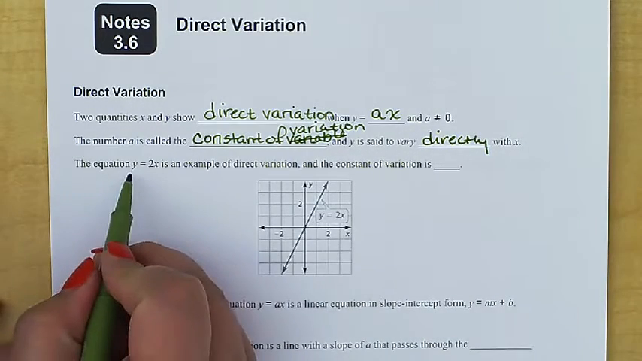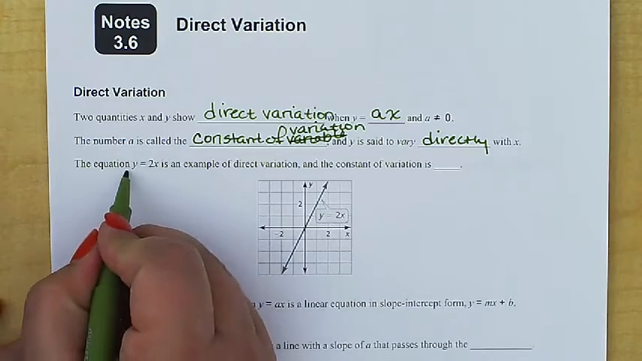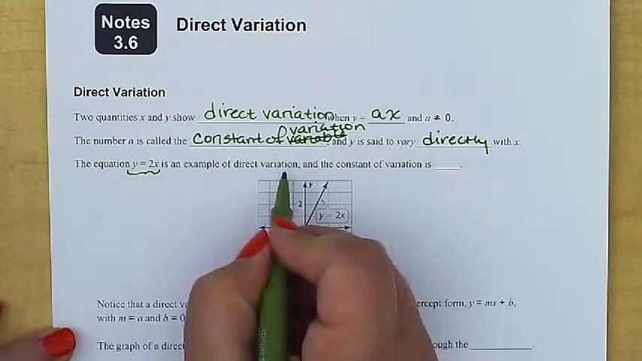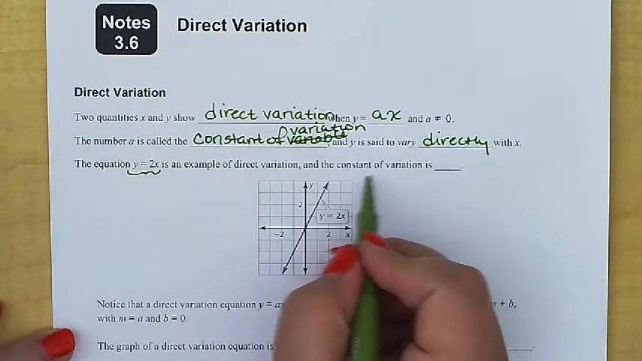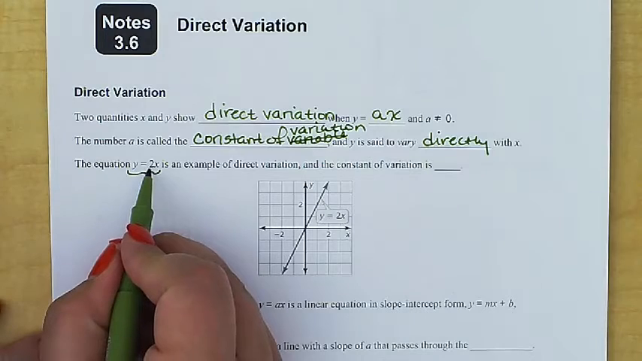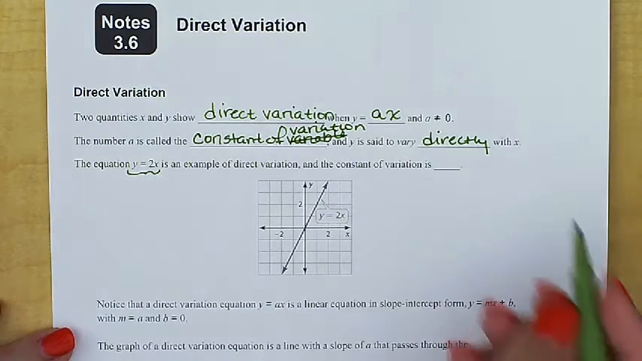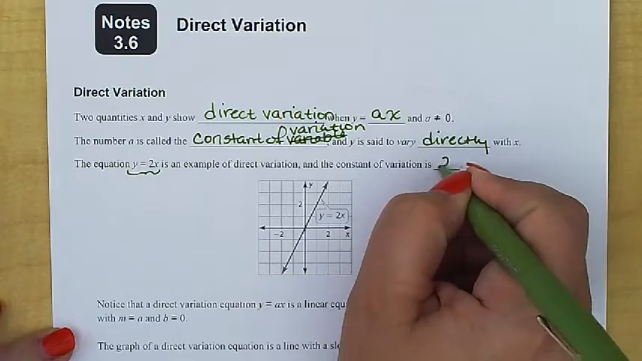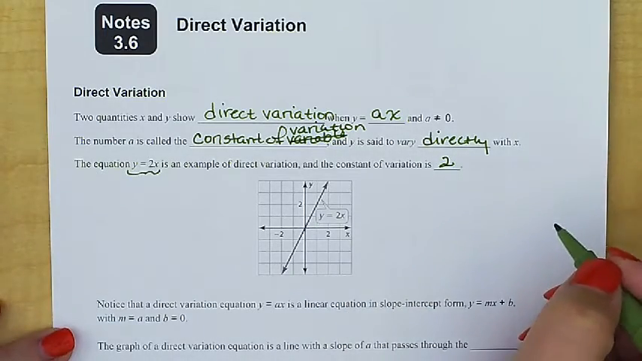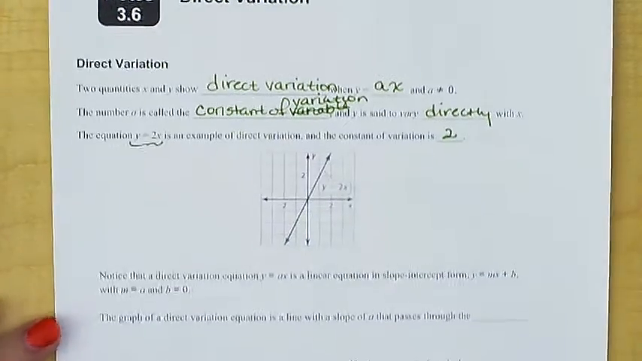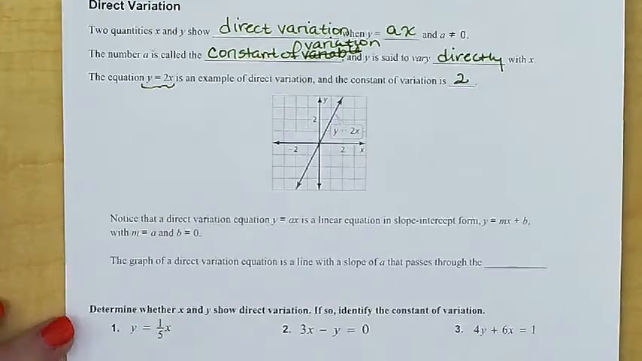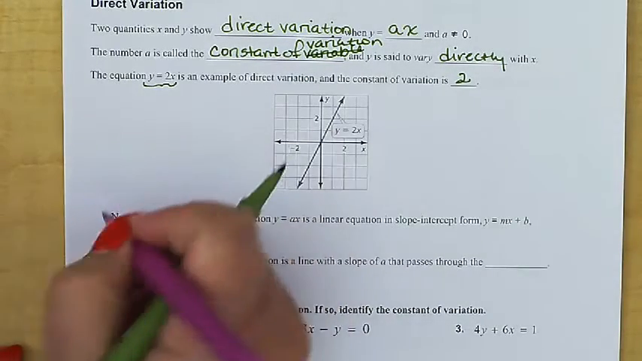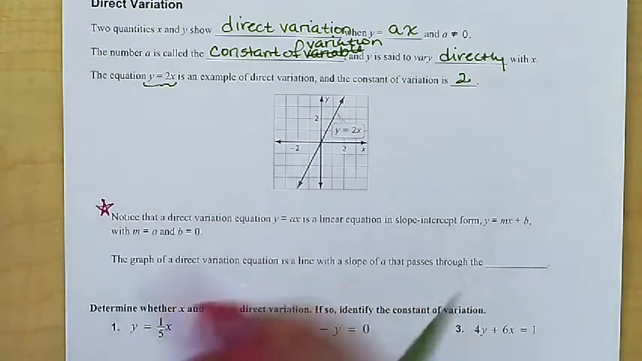So the equation y equals 2x right here, this is an example of direct variation. And in this case, the constant of variation would be, again, that coefficient that is directly connected to the x. So in this case, the constant of variation would be the 2. Okay. So this is really what I want y'all to pay close attention to. So let's mark this with our little light bulb, a little exclamation, a little star.